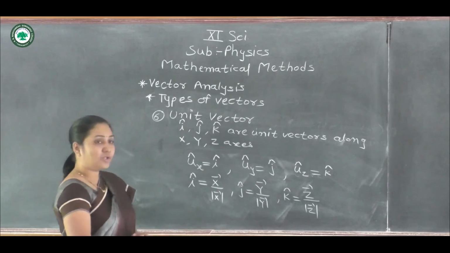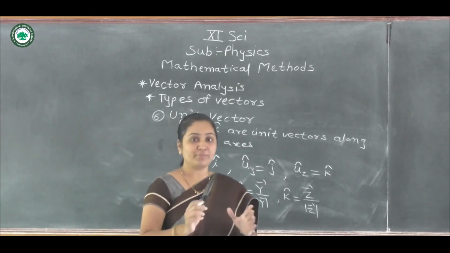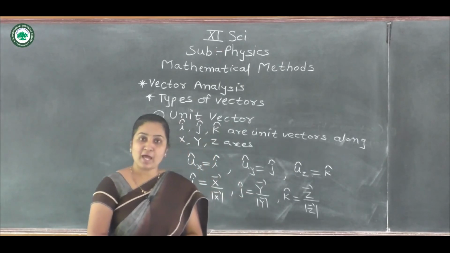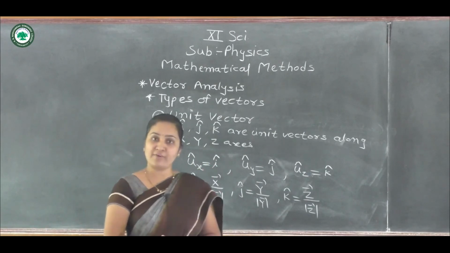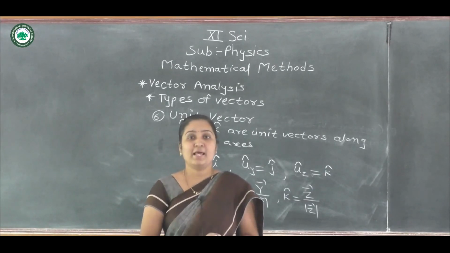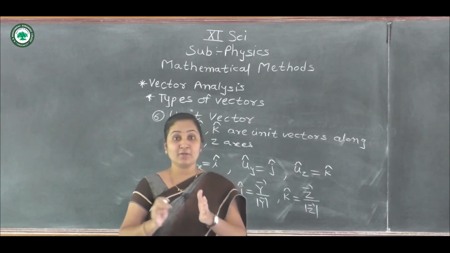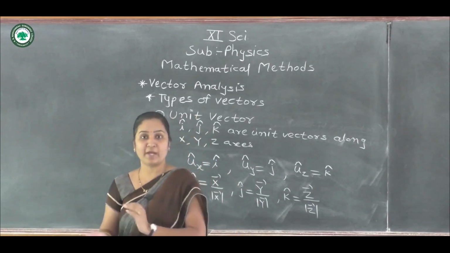So these are the total 6 types of vectors. We have studied these 6 types of vectors. In the next lecture we are going to study different operations on vectors.